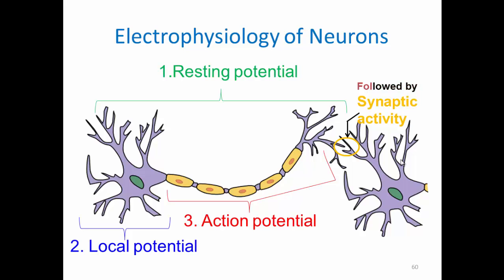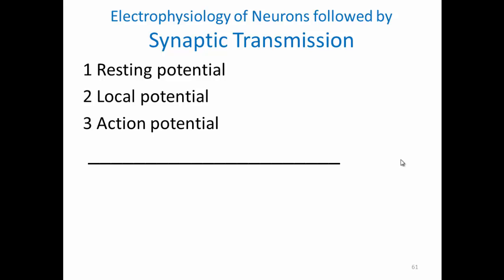The next thing I'm going to talk about is synaptic activity, also called synaptic transmission. Basically, it's what happens after we've gone through an action potential. So the electrophysiology of neurons involves the resting potential, the local potentials, and then the action potentials. And then this is followed by synaptic transmission. So that's what we'll take a look at now.